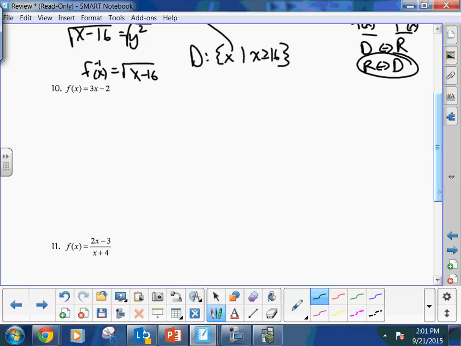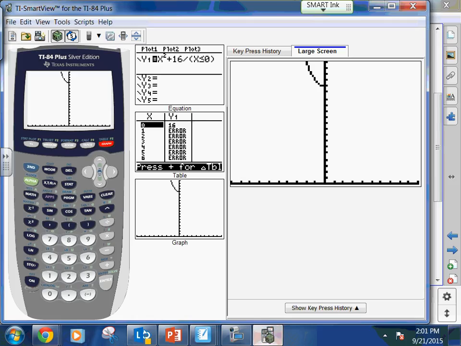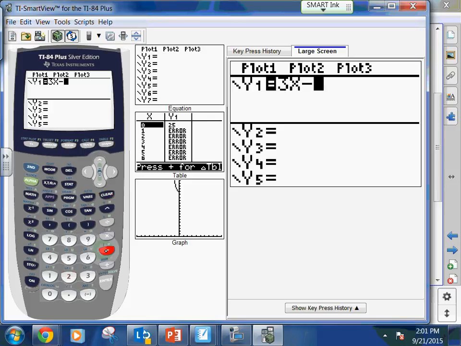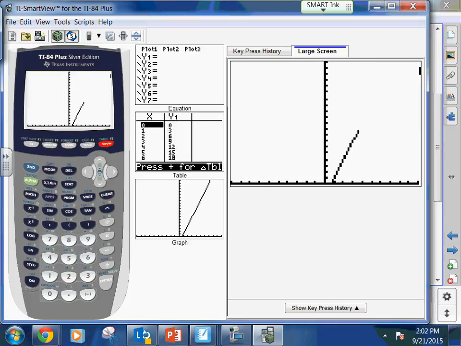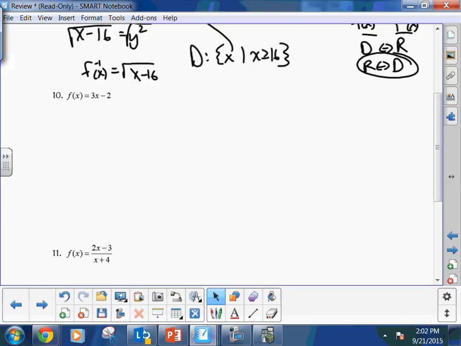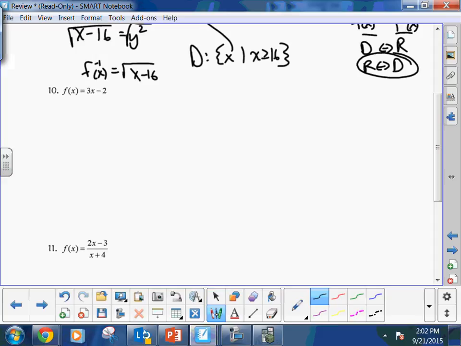The next one is a linear line, and when you graph it, y equals, let's type in 3x minus 2, and clear everything else out. You'll find out that this linear line actually will be one-to-one. Why? Because it passes the horizontal and vertical line tests. So one-to-one, yes. And the domain of the function is just all real numbers.